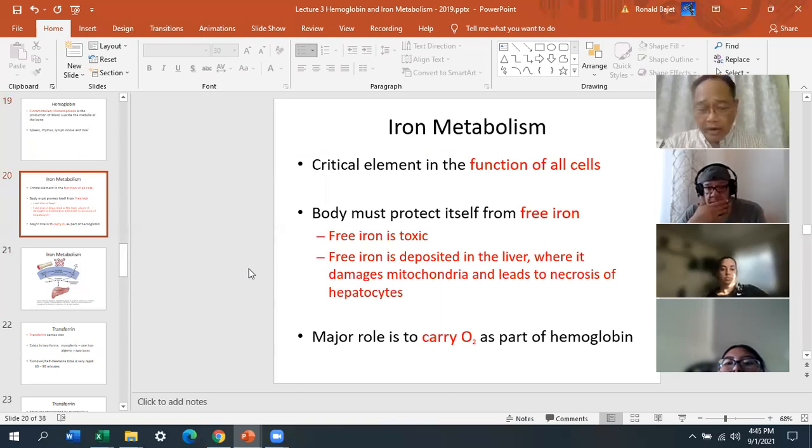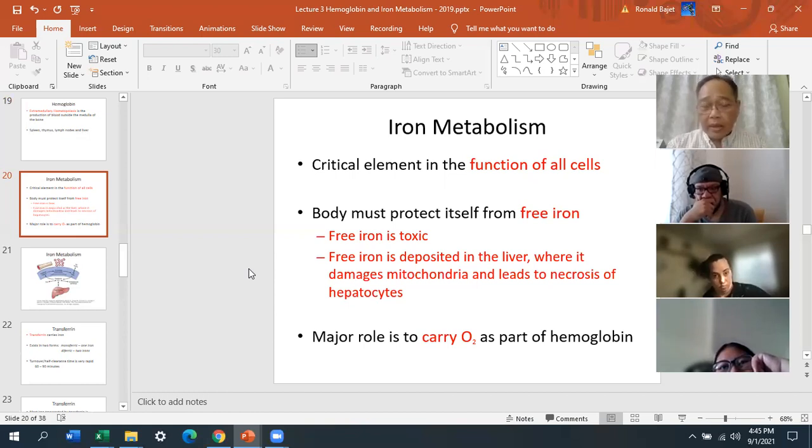Okay, now getting into iron. Iron metabolism. Iron is an important element in the function of all cells. Like I mentioned earlier, your body has to protect itself from free iron because it's toxic. Okay, your body doesn't like free iron. It has to be bound to a protein like ferritin or transferrin or hemosiderin. Free iron, as a toxic material, is deposited in the liver where it can cause damage to the mitochondria and lead to necrosis of hepatocytes. Hepatocytes are liver cells.